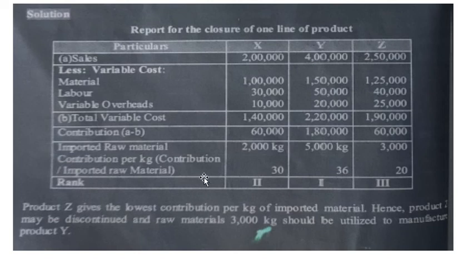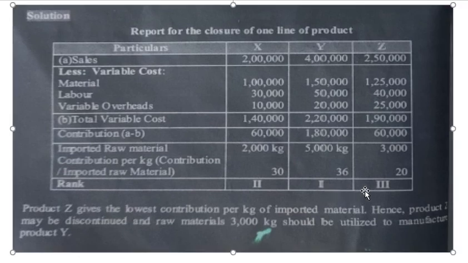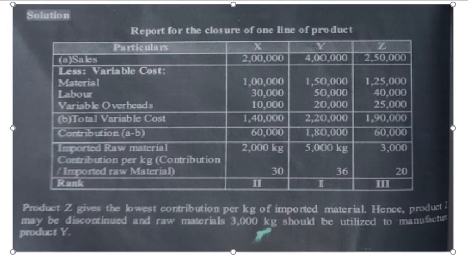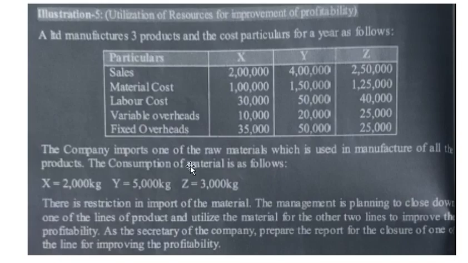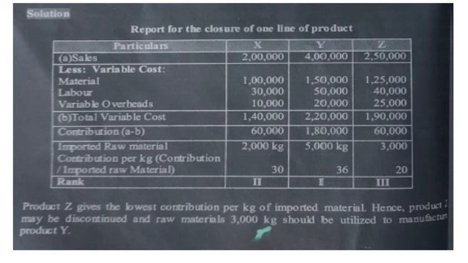Looking into this ranking, you can judge that product Z gives the lowest contribution per kg of imported materials. So it is better to use the raw materials used for product Z to produce more of product Y, so the profitability of the company increases. So production of Z will be discontinued, and those 3,000 kgs of raw materials mentioned in the question, which has been imported for product Z, will be used in manufacturing product Y. So the profitability increases in the company.